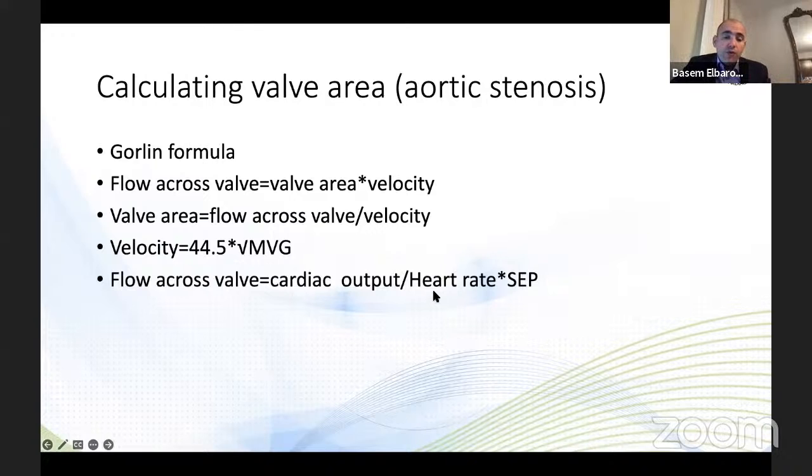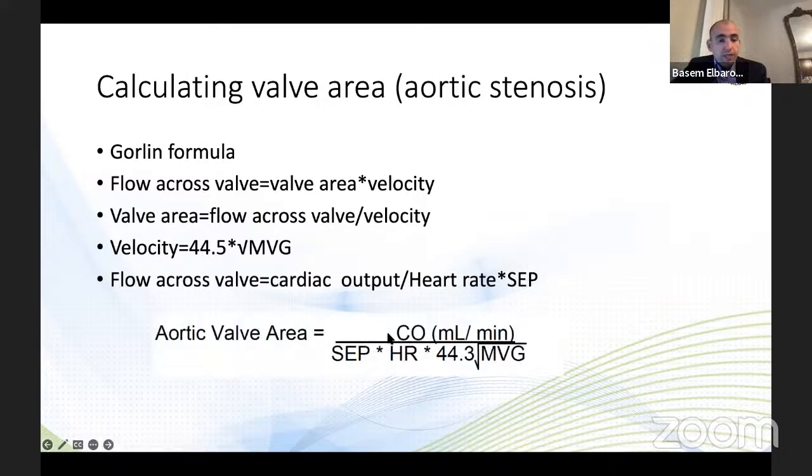But remember, the flow only happens during systole in aortic stenosis. So even if you divide the cardiac output by heart rate, you still need to adjust for the systolic ejection period, the duration of systole. Okay. And with that information, we get the aortic valve area. We can calculate it by cardiac output divided by the systolic ejection period multiplied by heart rate. That will give you the flow across the aortic valve, divided by 44.3 times the square root of the mean valve gradient. That will give you the velocity.